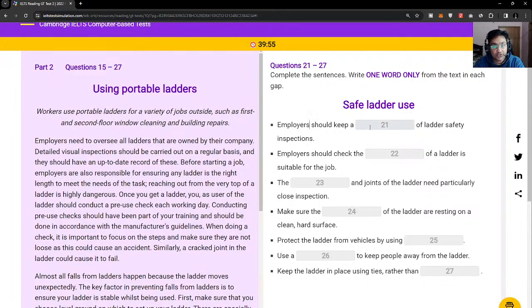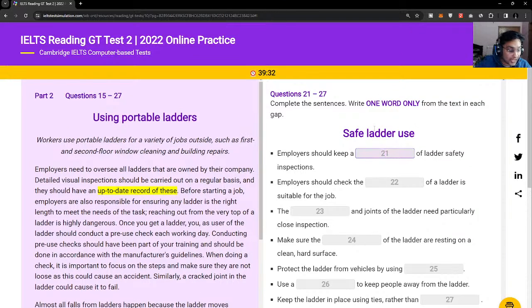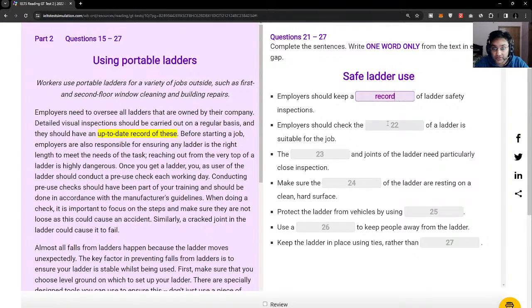Employers should keep a dash of ladder safety. But first, one word answer only. Employers should keep a dash of ladder safety inspections. Employers need to oversee all ladders that are owned by their company. Detailed visual inspections should be carried out regularly, and they should have an up-to-date record. Employers should keep a record, not up-to-date record, because one word answer.